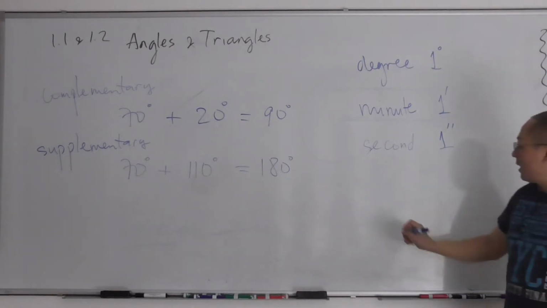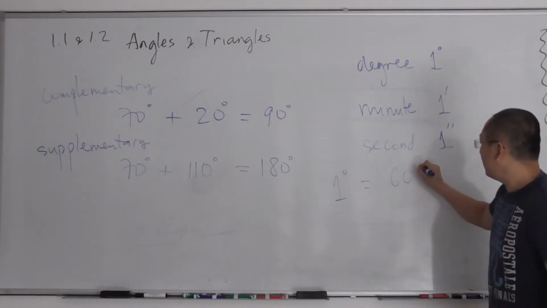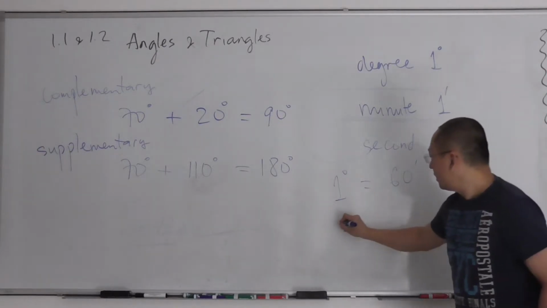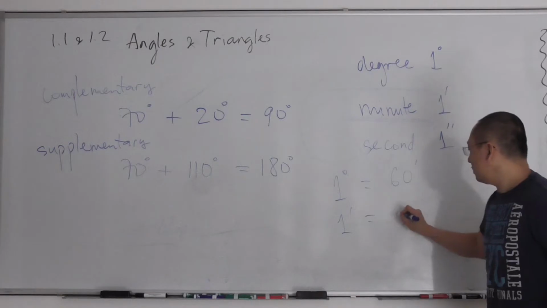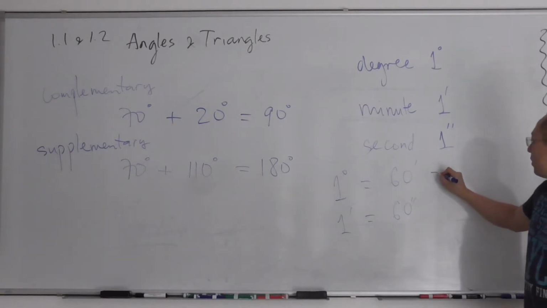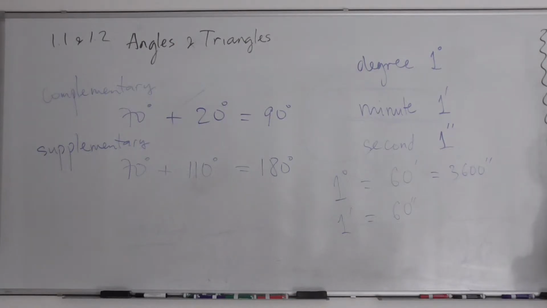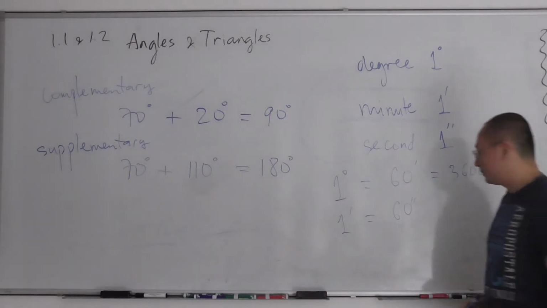Alright, we know that 1 degree is equal to 60 minutes. And then 1 minute is equal to 60 seconds. In other words, 1 degree will be equal to 60 times 60, which is 3,600 seconds. Okay?